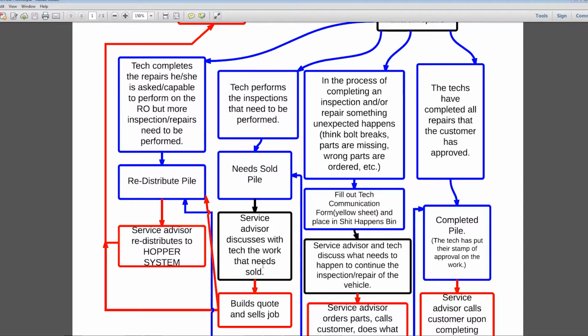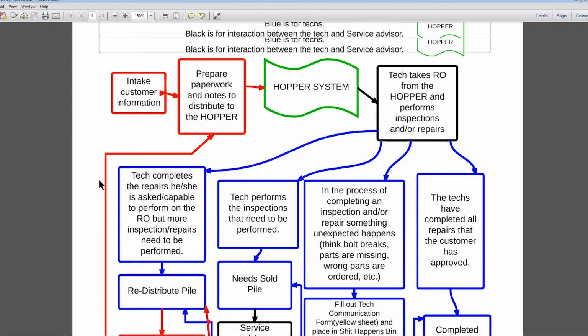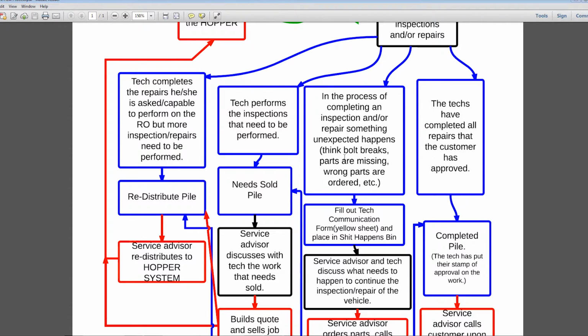Service advisor discusses with the tech what needs to be sold, builds the quote, sells the job. It's going to come right back up here to prepare paperwork and notes, distribute to the hopper, and goes into the work distribution system. Now here's what happens. The technician pulls it back out of there, says I'm going to fix the car. In the process of fixing that car, and we've all been there, a bolt breaks, parts are missing, wrong parts ordered. I know you guys have never had the wrong parts ordered by your service advisors. That's pretty funny in our world. Unfortunately, it happens all the time.